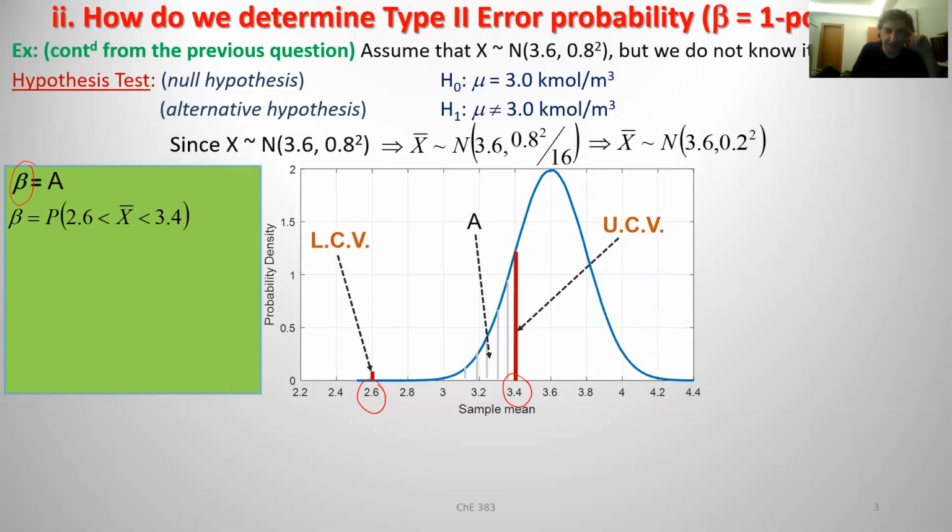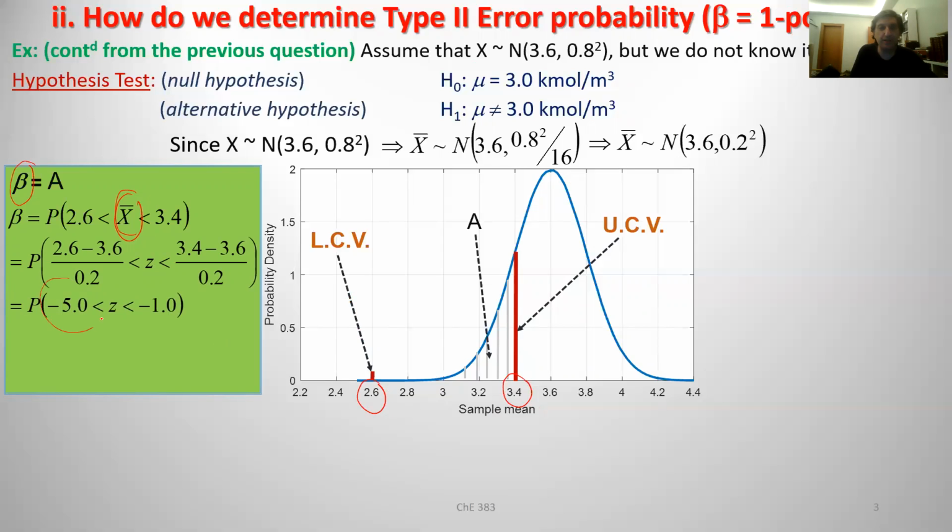Excuse me, what's that area equal to? It's going to be the X bar value from this distribution coming up with a value between 2.6 and 3.4. And in order to find this probability, it's again very simple. I change them to Z values, and then the Z value is going to be between -5 and -1, right?